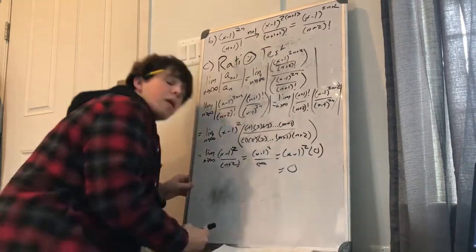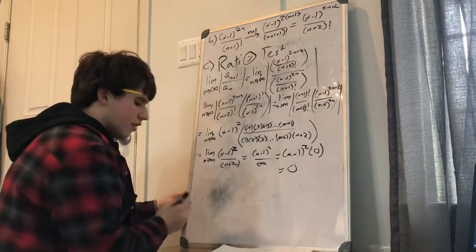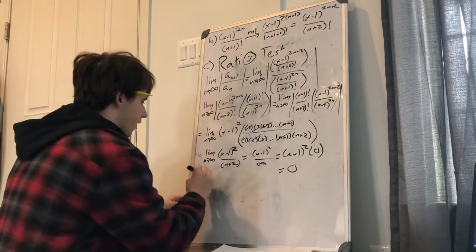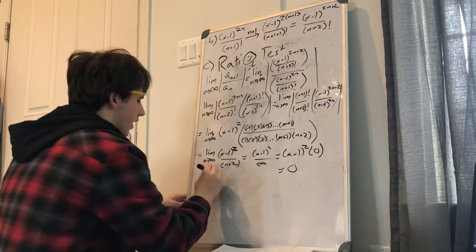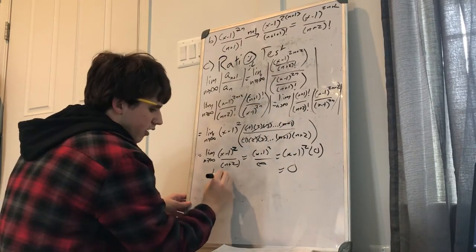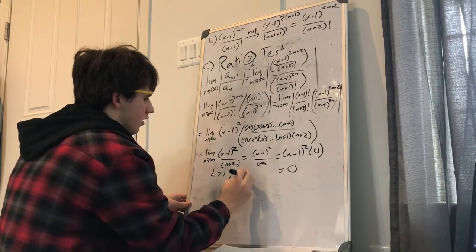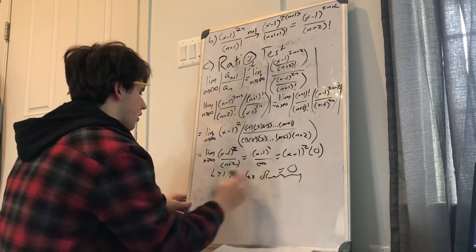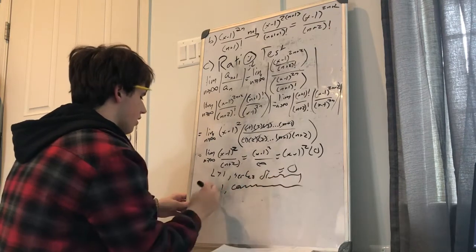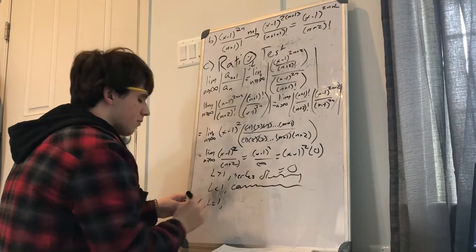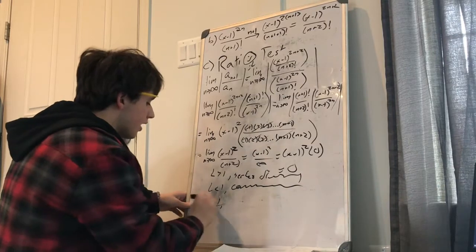Now, do you remember your ratio test rules? You better, but I'm going to write them out anyway. If L, this equals L by the way, is greater than 1, the series diverges. If L is less than 1, it converges absolutely. And if L is 1, you got to try another test. But we didn't have that issue.